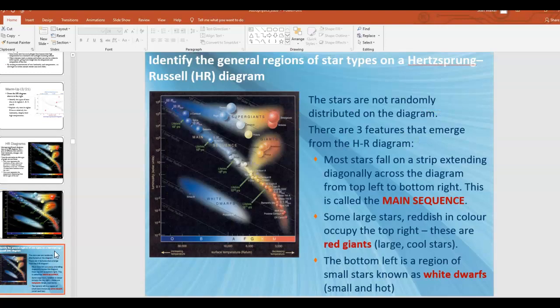Okay, the next few slides just kind of go through the HR diagram some more. The stars are not randomly distributed. There's 3 features. You have the main sequence, kind of following along a strip from left to right. Some large stars, like the red giants, tend to be up here, and the bottom left is a region known as white dwarfs. Those are small and hot stars. And again, we'll talk about how those different types of stars form. Our sun is a main sequence star. The vast majority of stars are main sequence stars. And in fact, basically any star that forms at some point is a main sequence star. But we'll talk more about stellar evolution later.